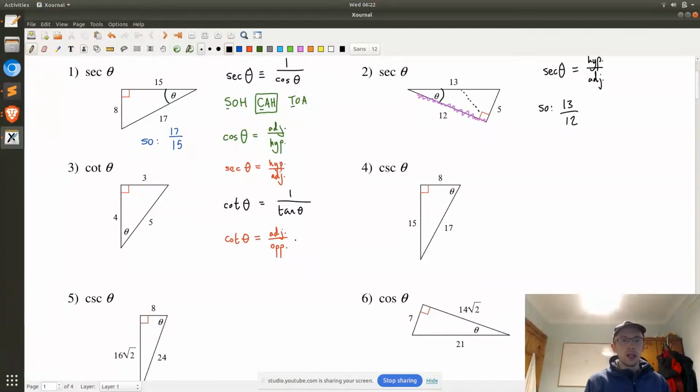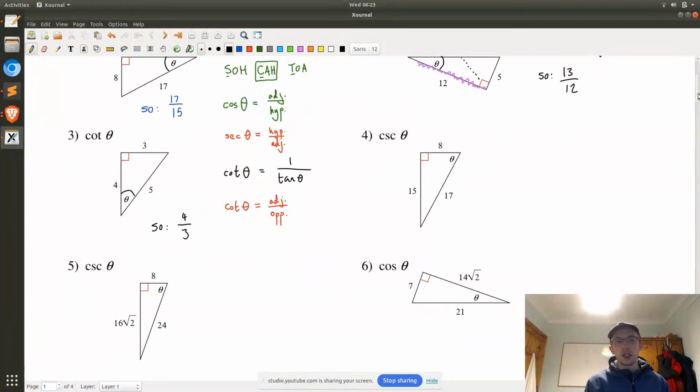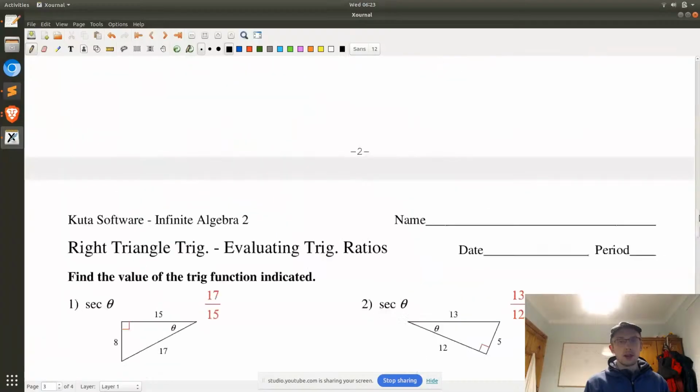Okay. And what is the adjacent side to theta? It's 4. What is the opposite side to theta? It's 3. So the cotangent of theta, of the angle theta, is 4/3. Just check and make sure that's right. And it is. Great.